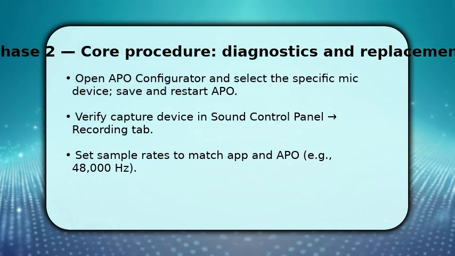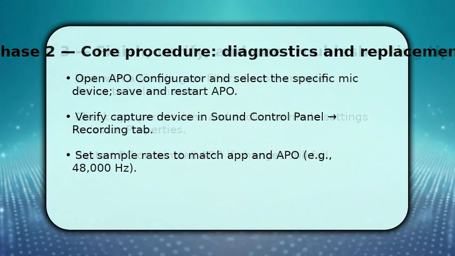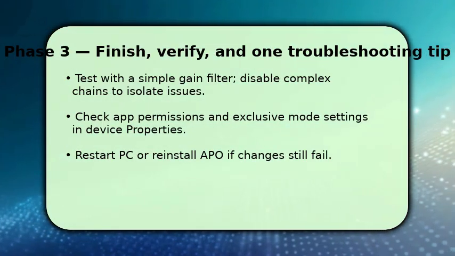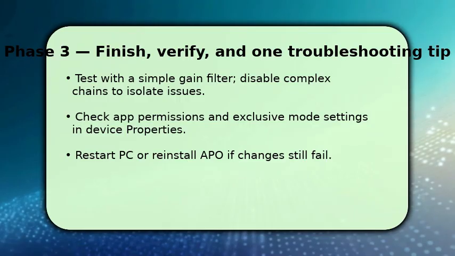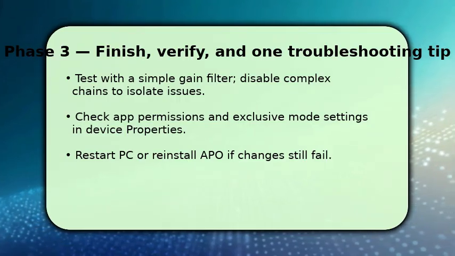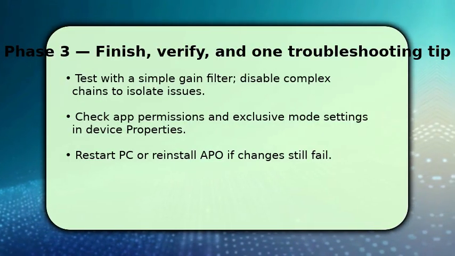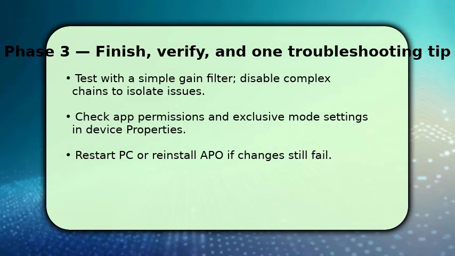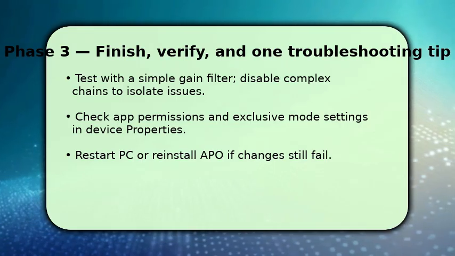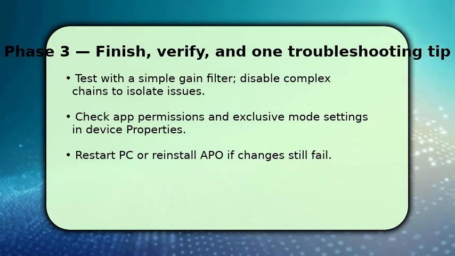Finish by validating processing. Add a simple gain filter in the APO configuration so you can hear an obvious change, and disable any complex chains to isolate the problem. Then confirm the recording app has microphone permission and that exclusive mode is off or on per your setup, because exclusive mode can bypass APO.